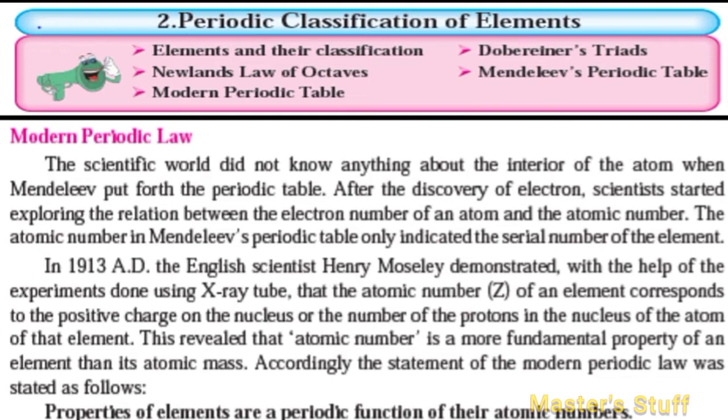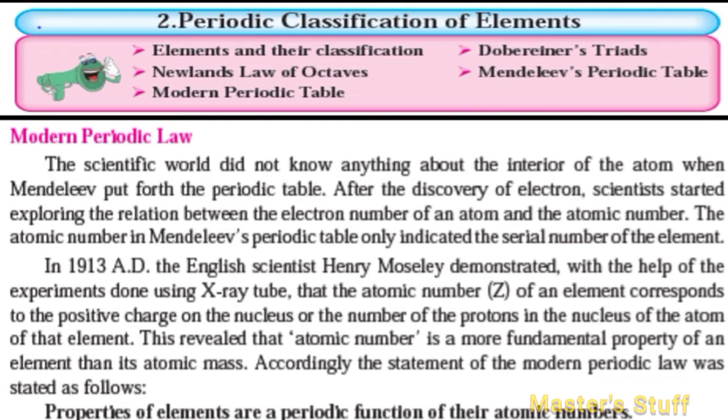When Mendeleev put forth his periodic table, the interior of the atom was unknown. Later, after the discovery of the electron, scientists started to find the relation between the electron number of an atom and the atomic number. Actually, in Mendeleev's periodic table, the atomic number just represented the series number of the element.